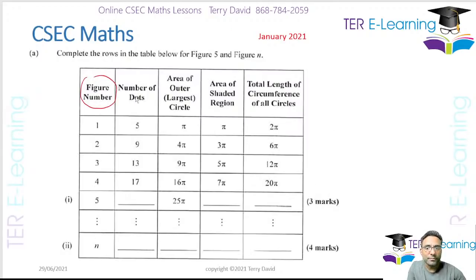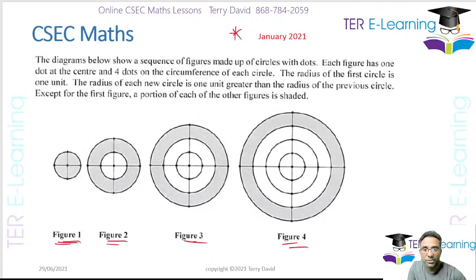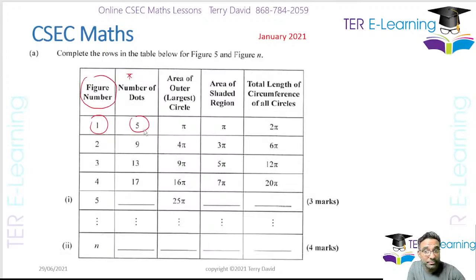Now, the next part, they said number of dots. In the first figure, they're saying that we have 5 dots. First of all, let's make sure we understand how they get 5 dots. So let's go to the first figure. If you look, you have a dot here, 1, 2, 3, 4, 5. So you have 5 dots. That's where they got the number 5 from.